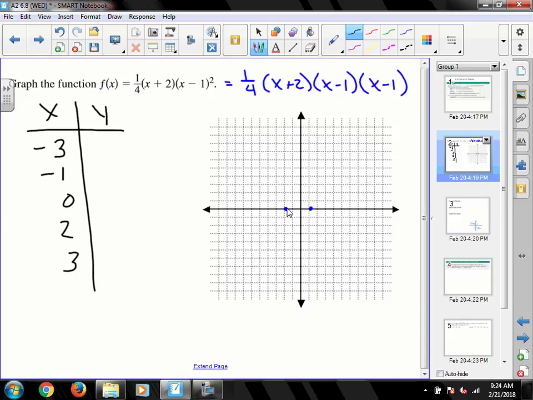Since I have 3 x's being multiplied here, 1, 2, 3, I've got an x cubed graph. So that should tell you what your ends will do. And then we're going to check points in the middle so that you know what it's going to do in between those ends.